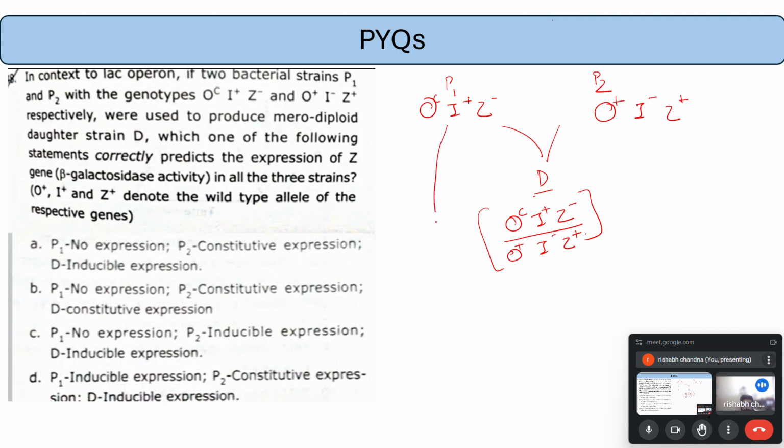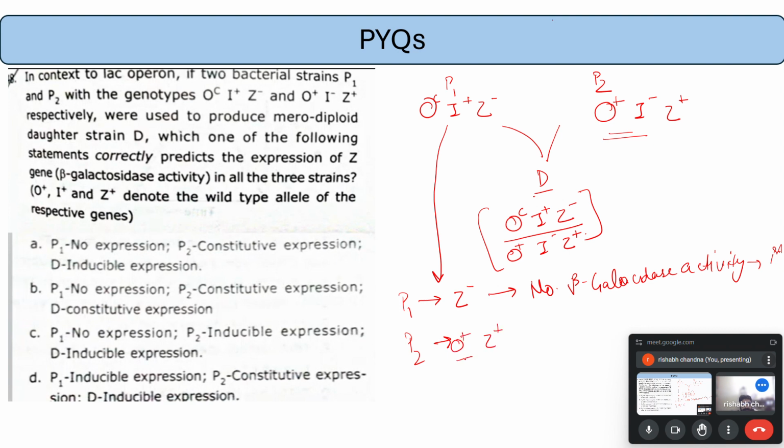So in P1 there is Z minus, so no beta galactosidase activity. This is the first scenario. Talking about P2, we have Z plus and O plus and I minus. Although in P1 we have a constitutive operator, so the repressor cannot bind to the operator, beta galactosidase is absent, so there will be no activity. In P2, we have Z plus, that is beta galactosidase present. The operator is normal and I is mutated such that it will not be able to bind to the operator.